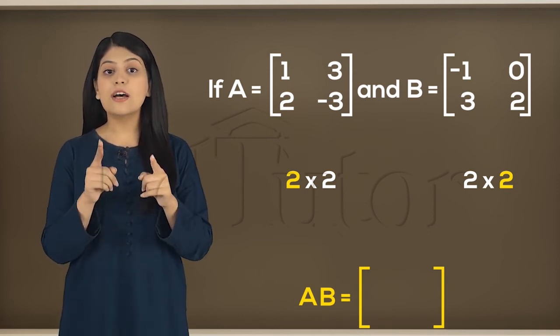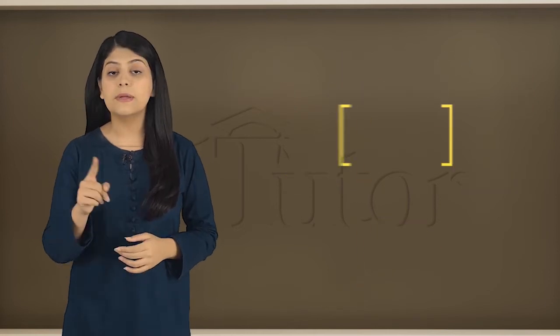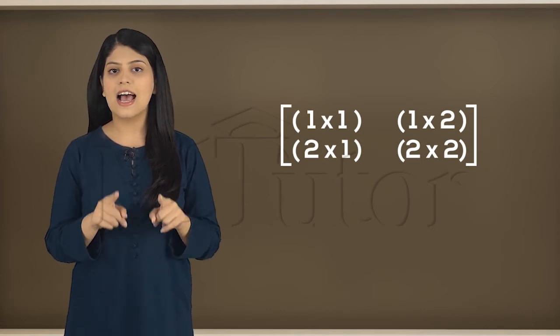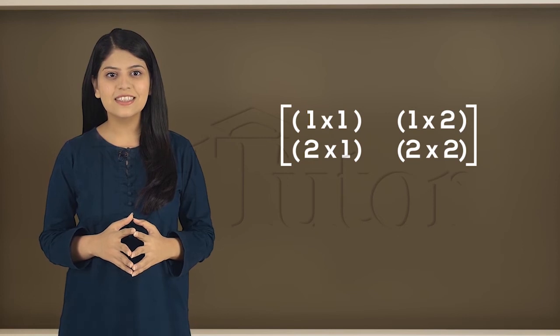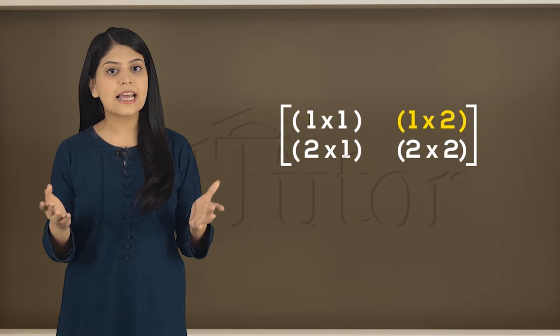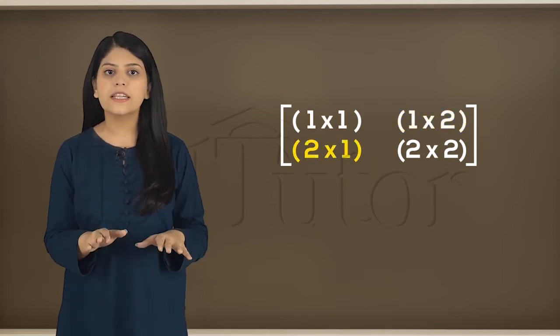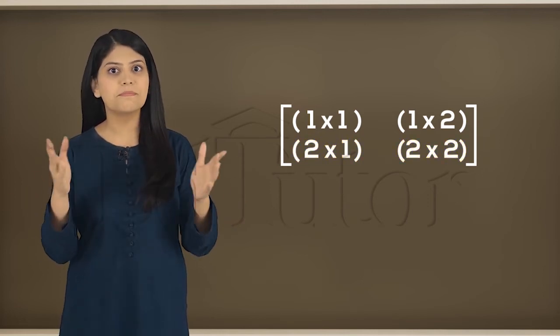Okay, great. Now since this final matrix will be of the order 2 by 2, we'll build an empty matrix with 2 rows and 2 columns. As a result, we'll have 4 open positions to fill. This is the first row, first column. The first row, second column. The second row, first column. And finally, the second row, second column. Now that was a mouthful. Let's get on with our multiplication, shall we?